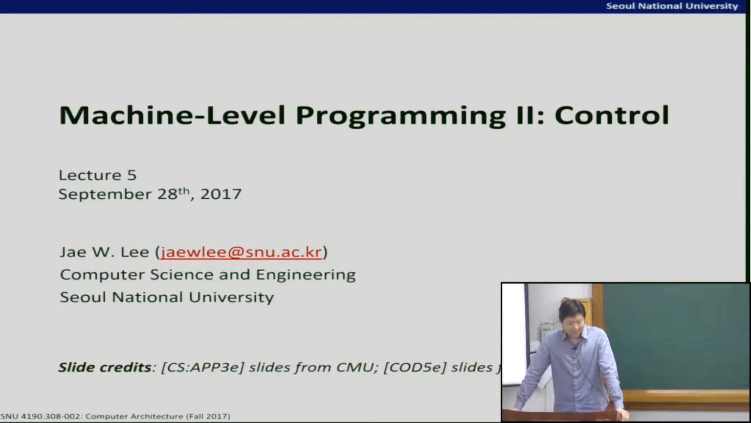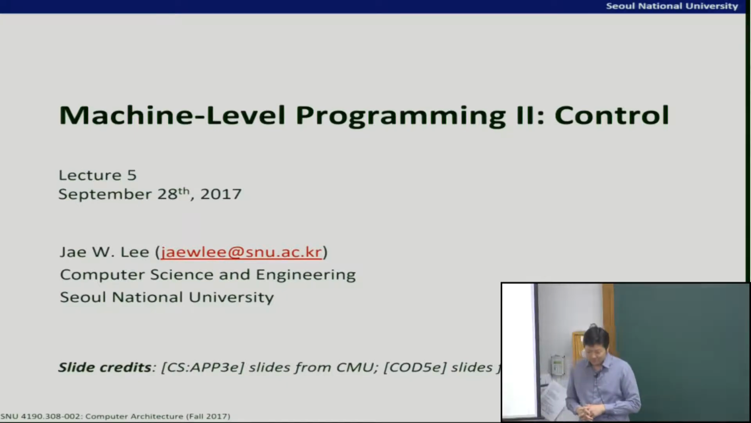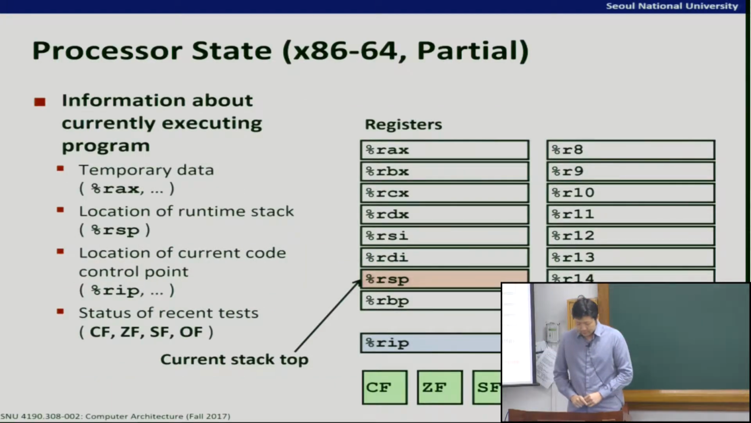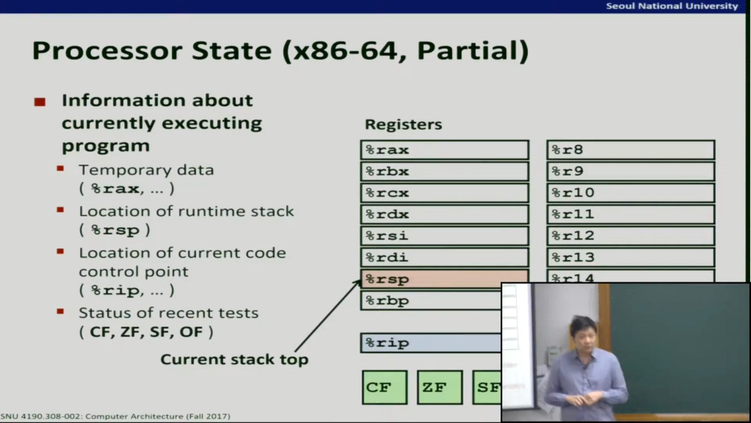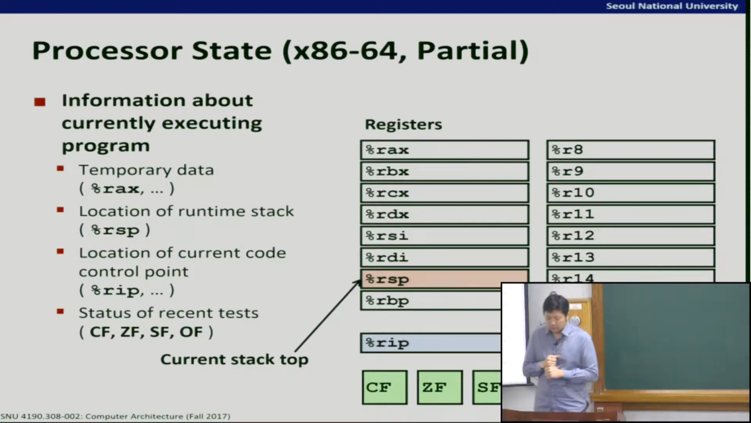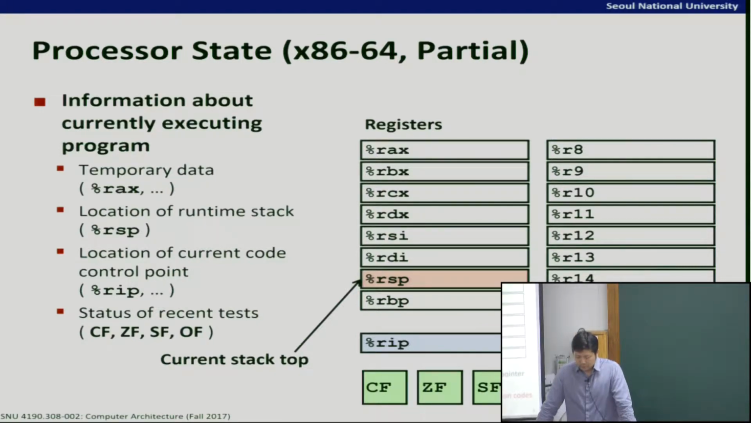So we're in the middle of covering the x86-64 assembly. If you remember, the processor is nothing but a big finite state machine, right? So we defined state. What is the state of the processor? There are a set of registers. In x86-64, there were 16 general purpose registers. And also we have the program counter, which points to the next instruction to execute. And there are 4 flag registers or condition codes, right?